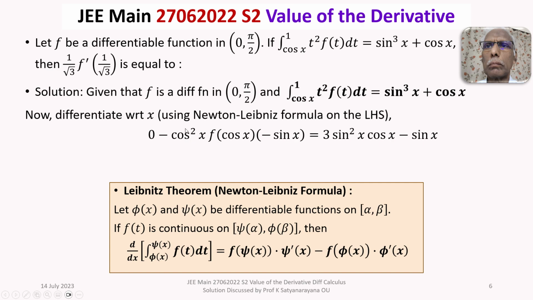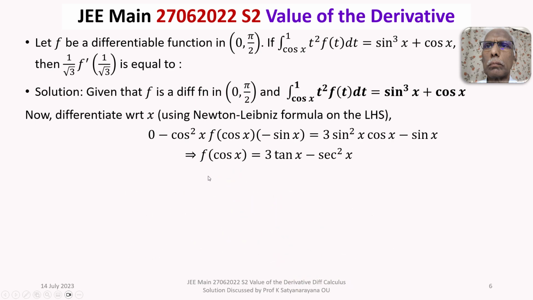Now minus into minus is plus, and divide throughout by cos square x sin x. Then you will get f of cos x is equal to 3 sin square x cos x by cos square x sin x, that will be 3 tan x, minus sin x by cos square x sin x, which is 1 by cos square x, that is minus secant square x. Now differentiate both sides with respect to x.